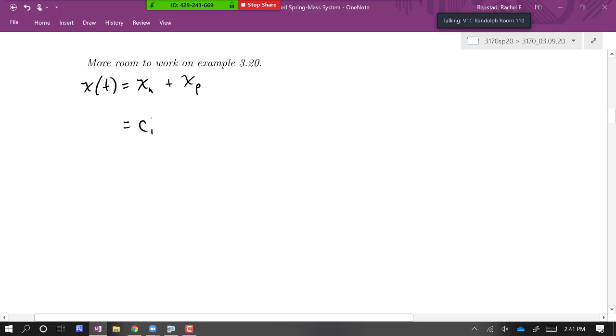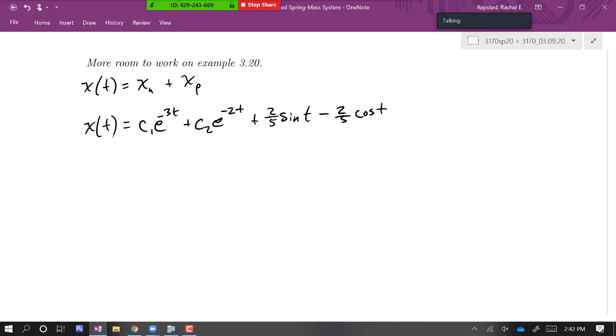So C1 e to the minus 3t plus C2 e to the minus 2t, that was our homogeneous, and then plus 2/5 sine t minus 2/5 cosine t. So we want to use those initial conditions. What do we do?